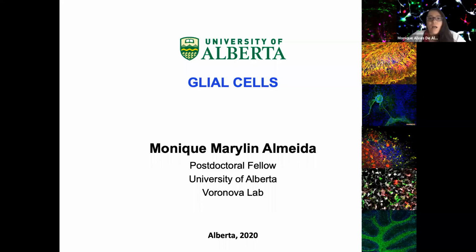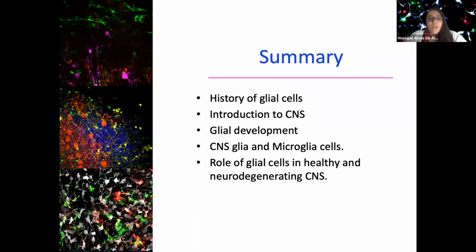There is a broad range of information about each glial cell that you need to study further. This is just a really brief introduction. So in this lecture, our main objective is to learn more about the glial cells. But we also need to briefly introduce glial history and development in the CNS, then understand glial formation during development and the role of each individual CNS glia and microglia in health and in disease.